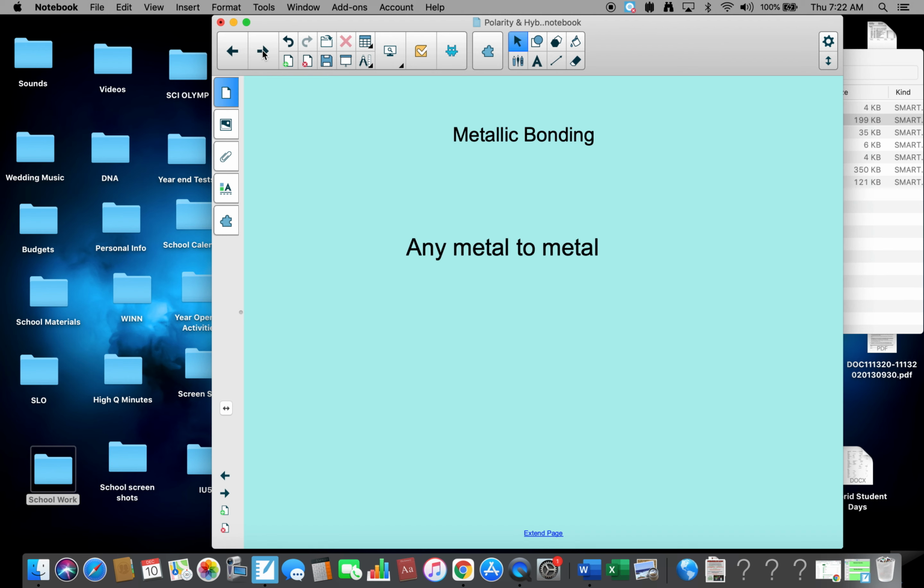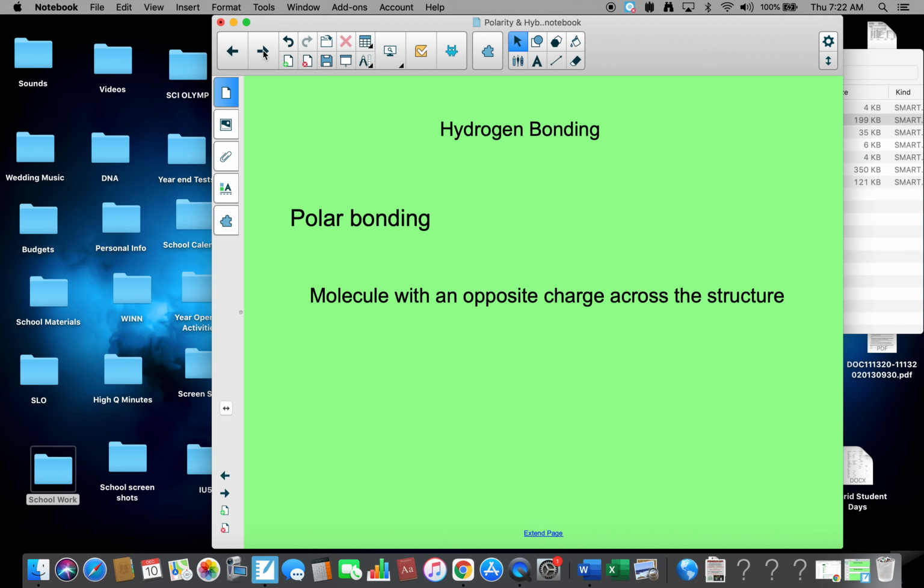All right, next, metallic bond. We said it's a metal bond caused by a free movement of electrons. So if we give you an example of sodium to sodium, those electrons with one on there will move easily. And then lastly, the hydrogen bond. It's a polar bond. It's a molecule of opposite charge across the structure. So let's take a look.